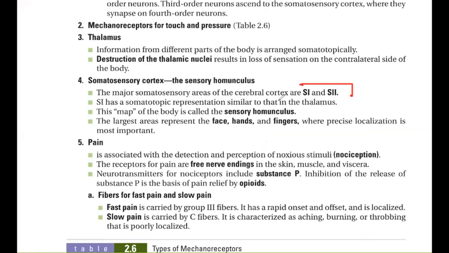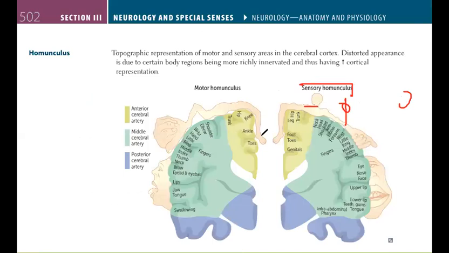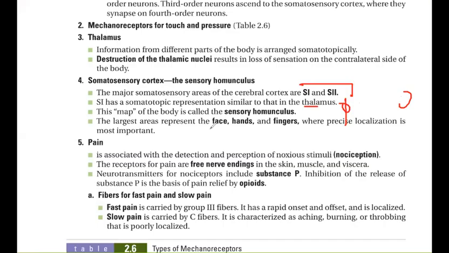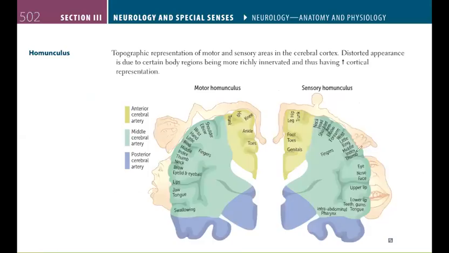And again they are representing the same thalamus, as we have the thalamus with the nuclei. Then this map which you see, we call a homunculus. It's just a name. The largest areas represent the face, hands, and fingers, where precise localization is most important. So nothing important is written over here. You just need to know which areas are in your sensory homunculus.